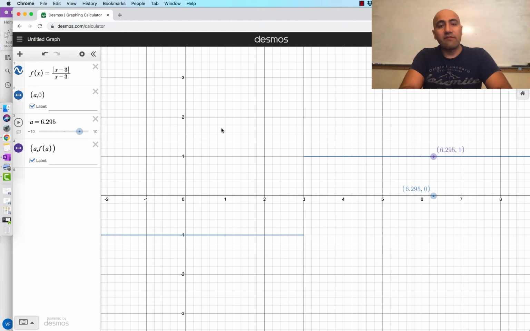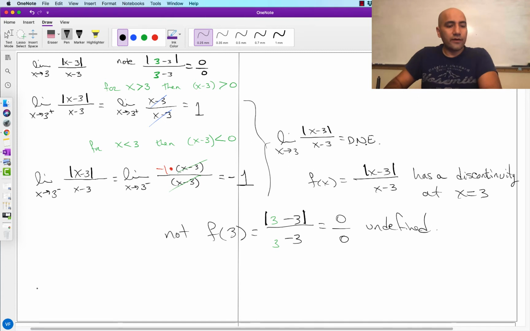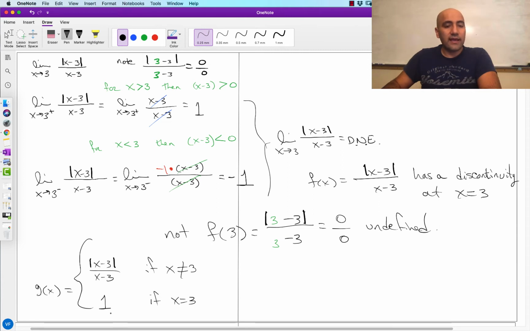We could easily fix this by defining a new function which puts in a value for f of 3, and then we would have continuity from one side. So for example, if we defined a new function g of x, which is almost the same as this one, except that we follow this rule whenever x does not equal 3. And then when x equals 3, we make it equal to the value we need in order to have a one-sided continuity. So for example, if we make it equal to positive 1, then I know that g of x will be continuous from the right-hand side at x equals 3.